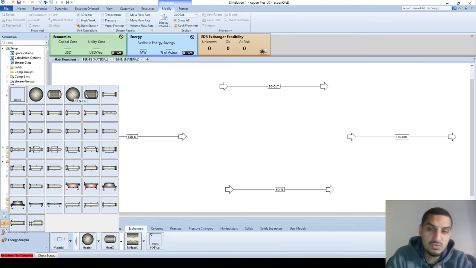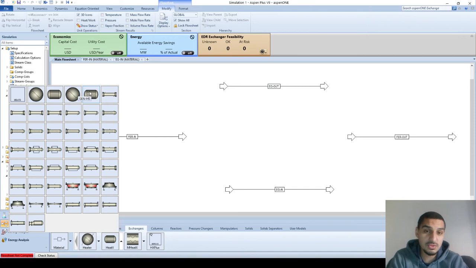We have two of each, and this is a pretty important point. We have simp HS and simp HT. This is gen HT and this is gen HS. So we need to understand the difference between HS and HT. The H stands for the hot fluid, and S stands for shell.